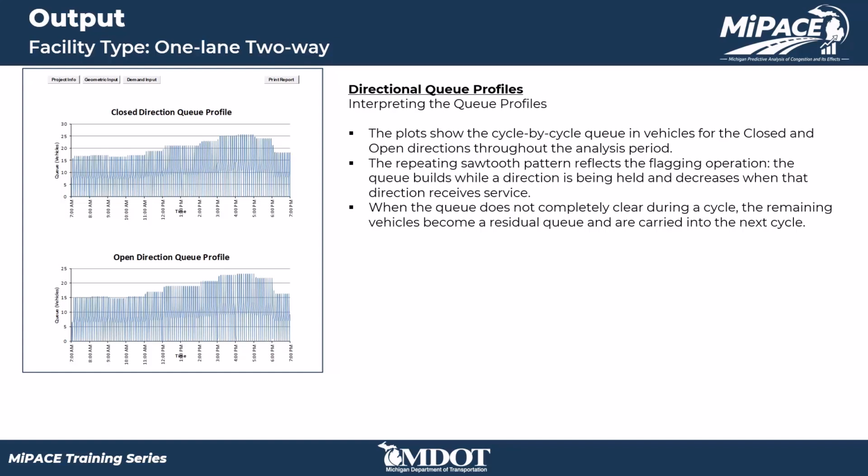In this example, both directions show substantial afternoon growth. The closed direction develops larger Q, which is consistent with the maximum Q values reported in the summary page. When interpreting this slide, remember that the Q profile is reported in vehicles, while the summary page reports the maximum Q length in miles.